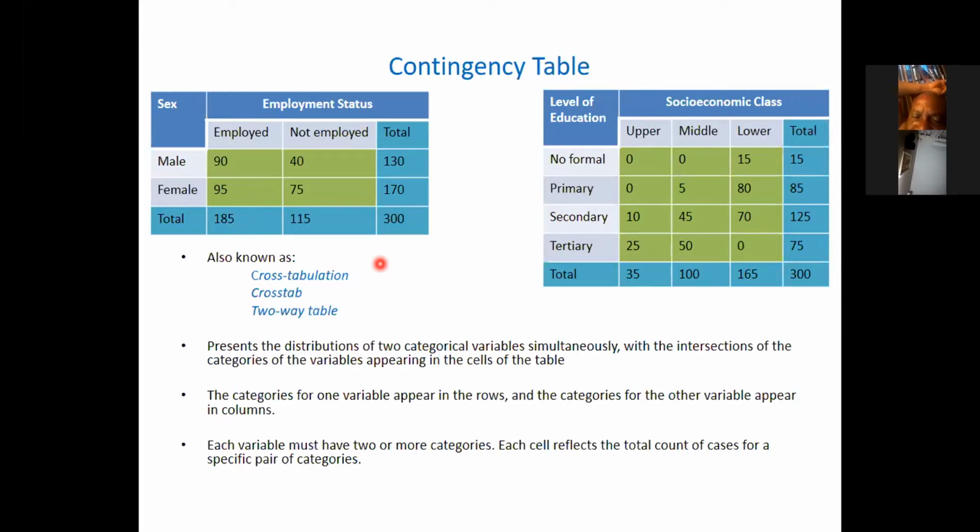So by convention, when you are doing your table, it makes sense to make your exposure along the horizontal and your outcome along the vertical. What will happen is that the contingency table will produce a number of cells depending on the category of the outcome and the category of the exposure.